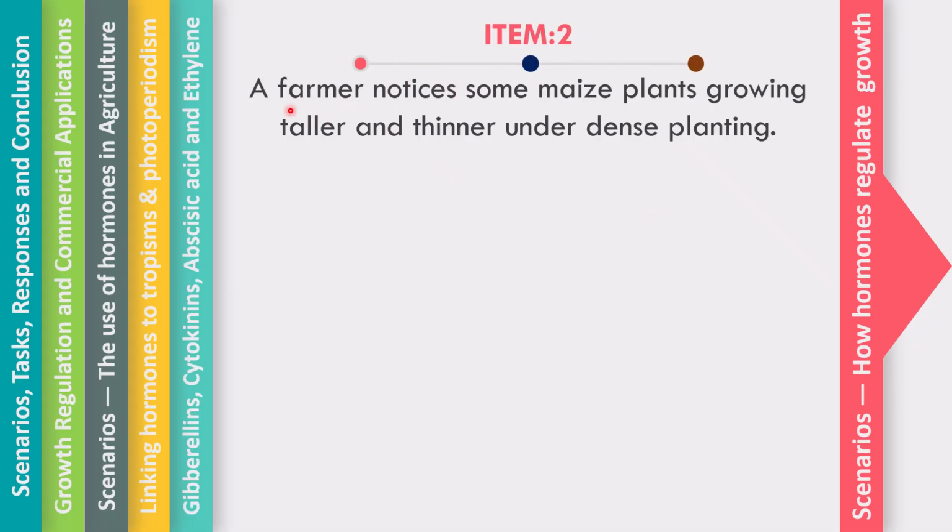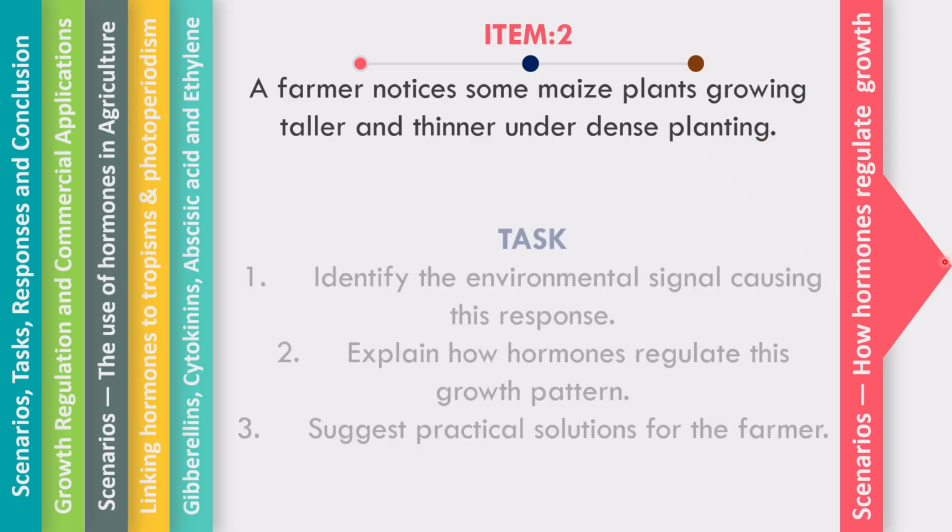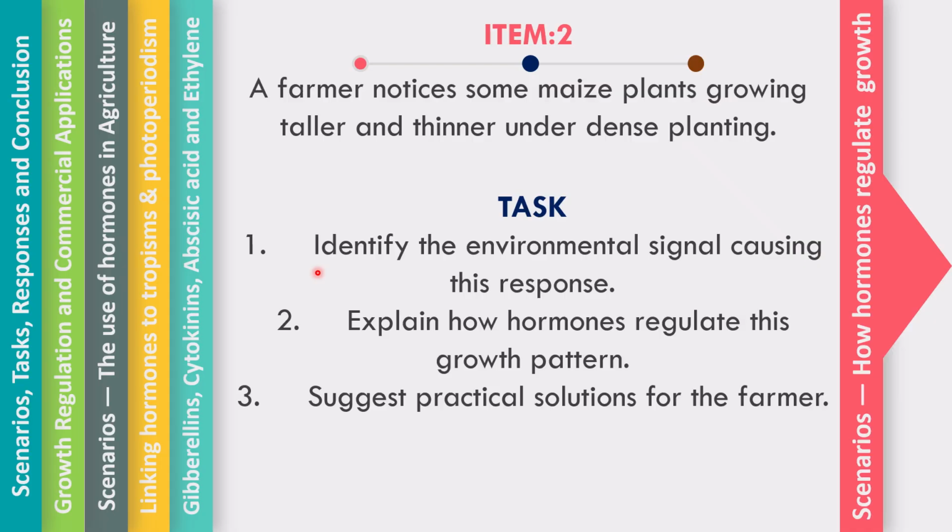Item 2. A farmer notes some maize plants growing taller and thinner under dense planting. Task: identify the environmental signal causing this response. Explain how hormones regulate this growth pattern. Suggest a practical solution for the farmer.